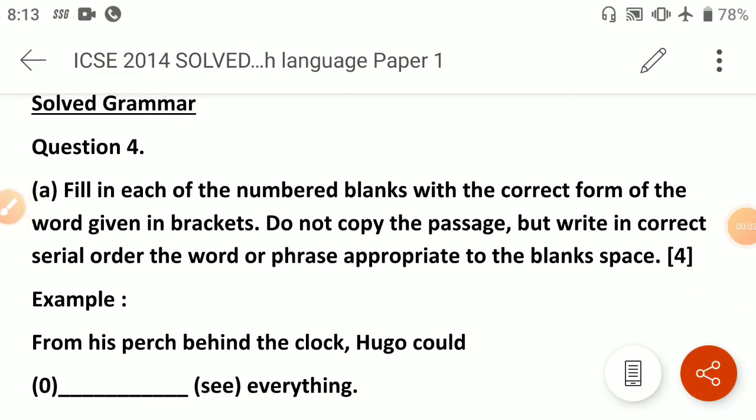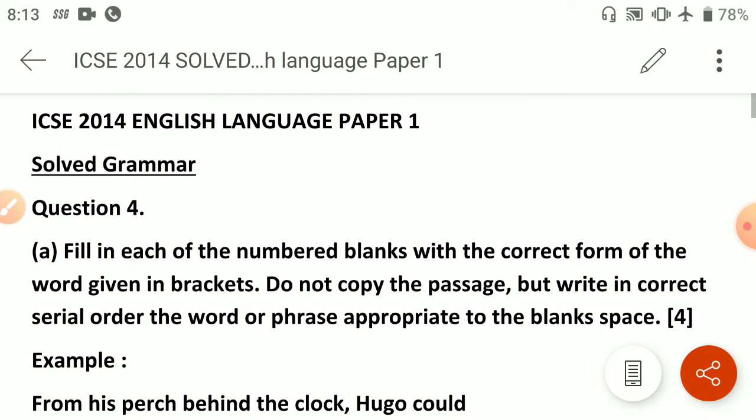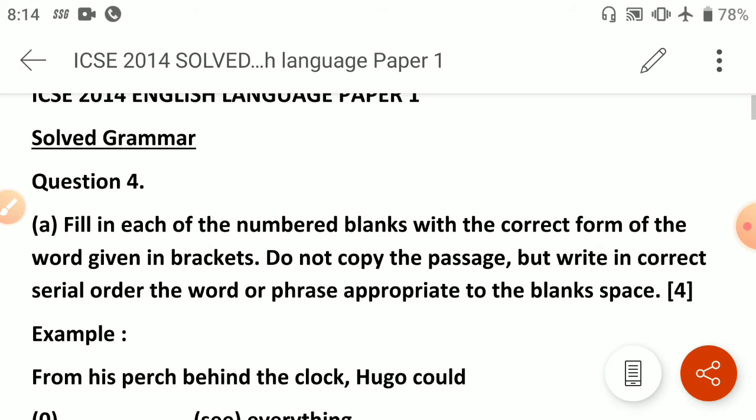Here we are ready with the solution of the 2014 ICSE paper. As you know, we are doing this as part of a series where we discuss, with explanation, how to solve the grammar portion of the ICSE paper. It is a very scoring part of the paper. The scoring gradually increases from the essay, the letter, the email, notice, and comprehension, and the most scoring part is the language paper, which is very easy to solve, your grammar part.